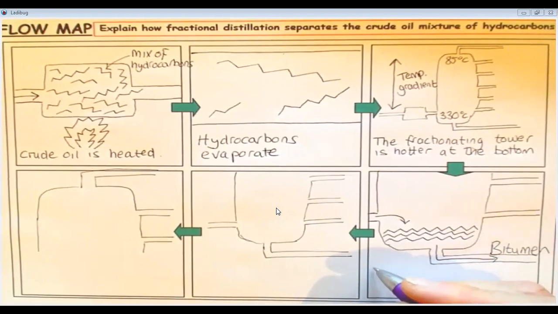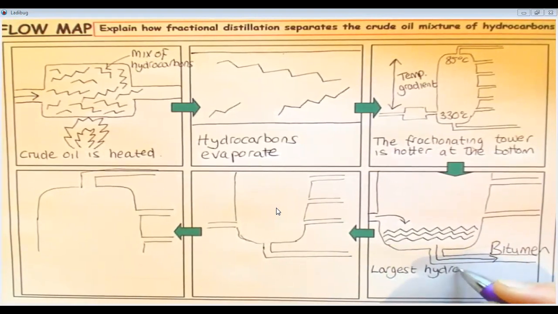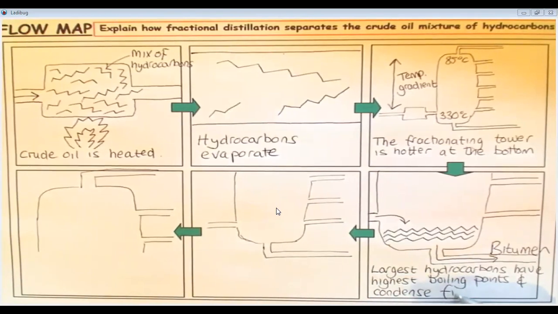So on the right underneath, largest hydrocarbons have highest boiling points and condense first.